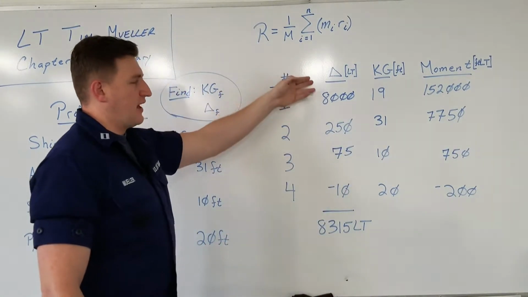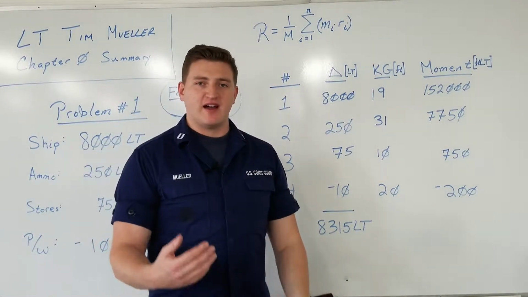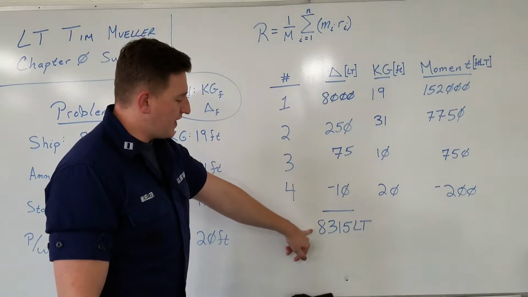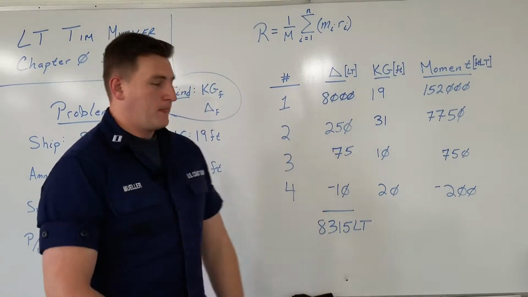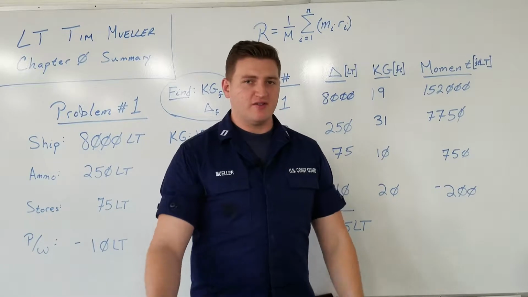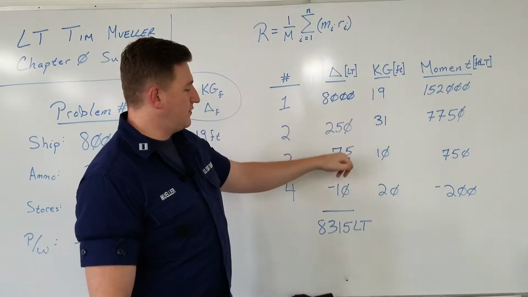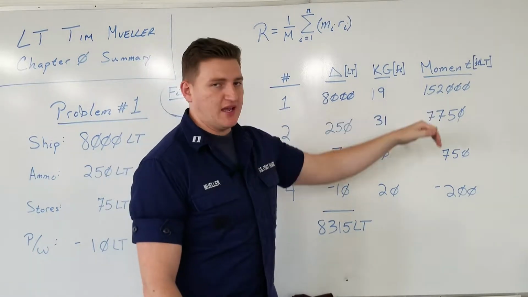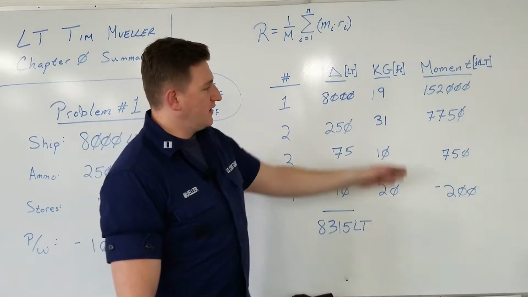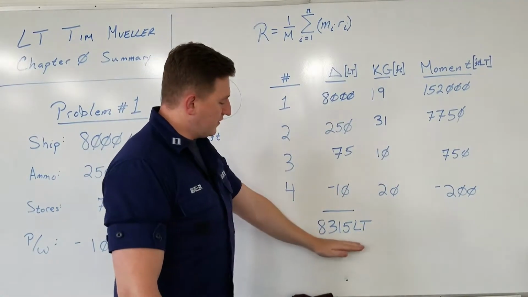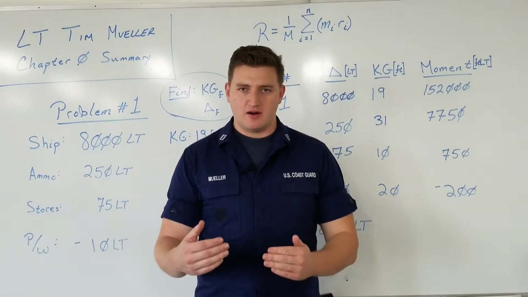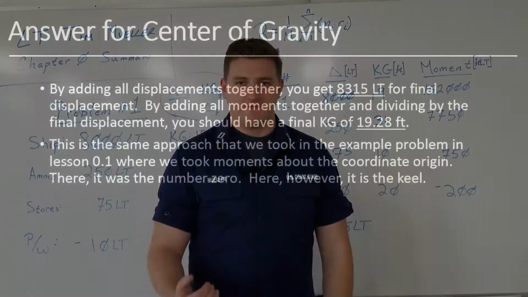We have to find our capital M. No matter what we do, we always have to find the total mass of the system. So we just add all the displacements together, and we get 8,315 long tons. Now we can solve our equation. We have all the moments, which we just add them all together. This is all the individual M1, M2, M3, and so forth, times each individual lowercase r1, lowercase r2, lowercase r3. You get all these moments, you add them all together, you divide it by the total mass of the system, and then you'll get the r coordinate, which is, in our case, our kg.